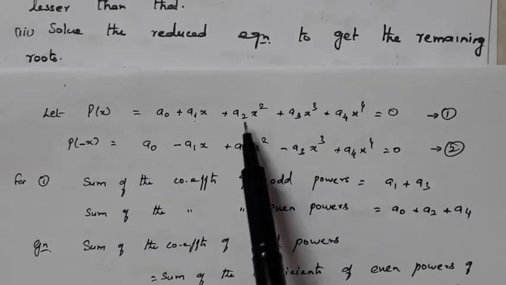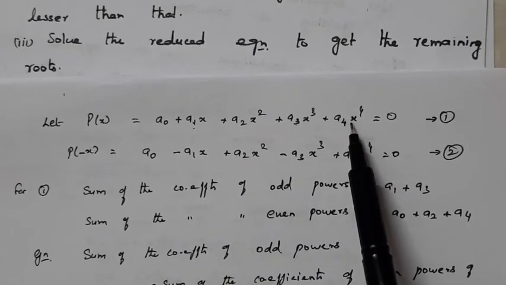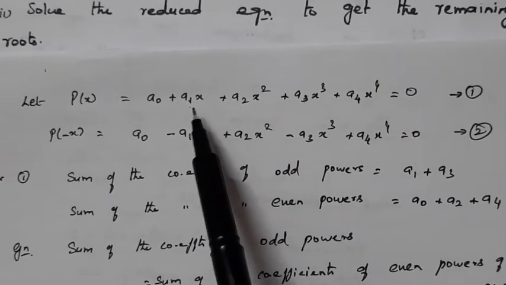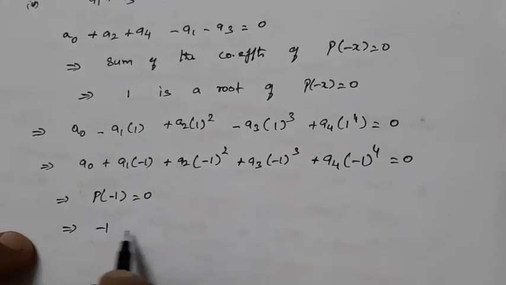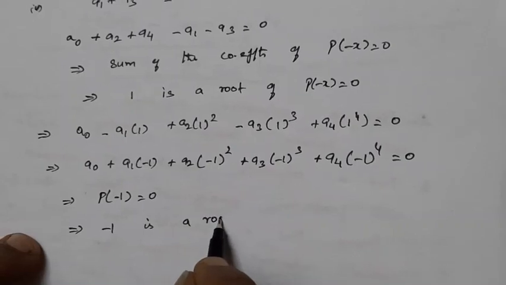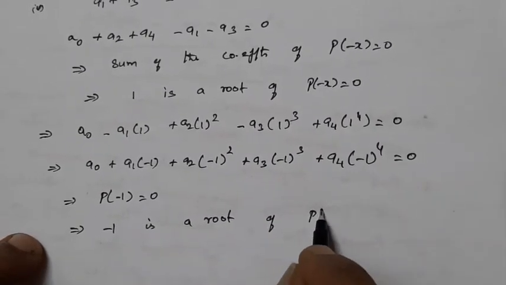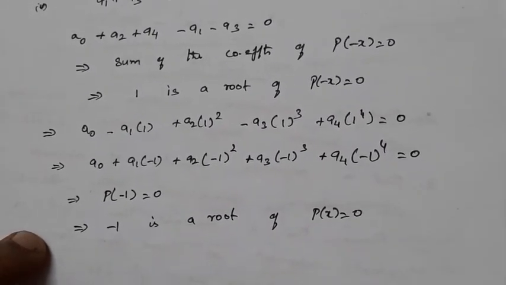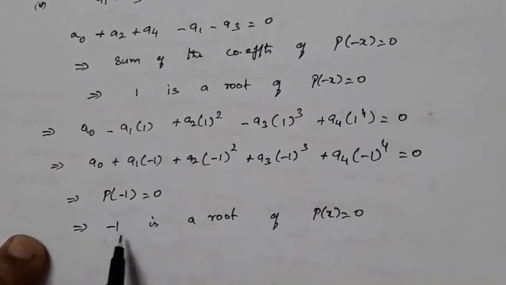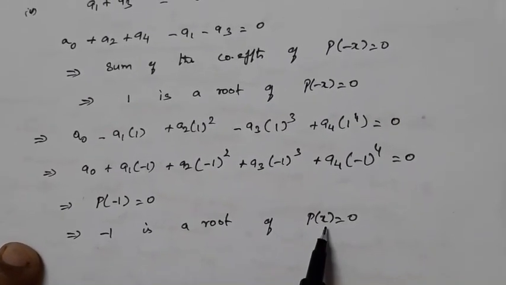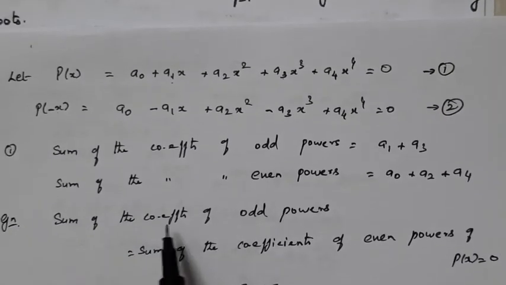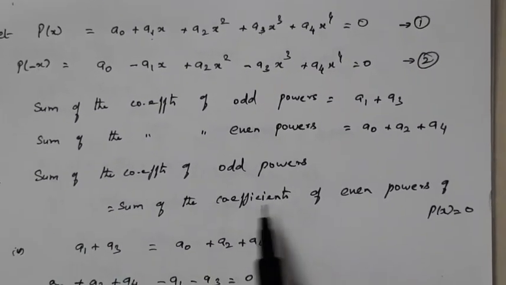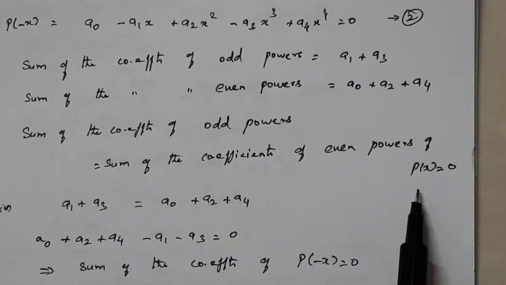a0 plus a1x plus a2x squared plus a3x cube plus a4x power 4 equal to 0. Here x has been replaced by minus 1. So, this is nothing but p of minus 1 is equal to 0, which implies that minus 1 is a root of p of x is equal to 0. So, we have proved that minus 1 is the root of the given polynomial equation p of x is equal to 0 by taking the condition that the sum of the coefficients of odd powers and the sum of the coefficients of even powers are equal. Okay.